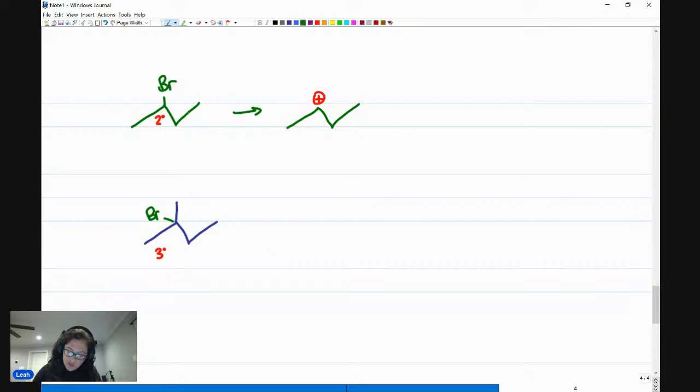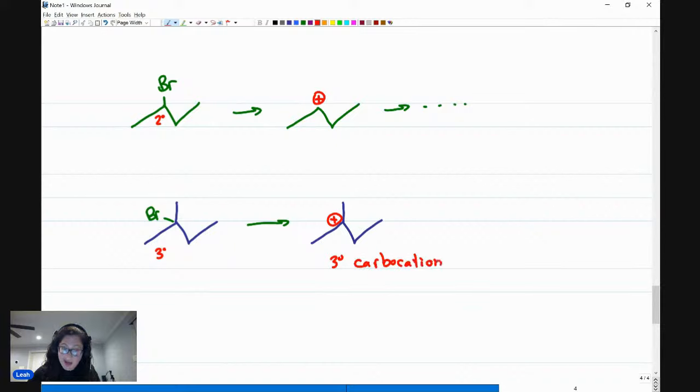Well, what does the intermediate look like? And this reaction continues, so I didn't show you the rest. When the bromine leaves, and it doesn't just have to be bromine, that happens to be what I chose to show you here, we get a carbocation, and this time it's a tertiary carbocation, which is a lot more stable. And here's the thing. The more stable the intermediate, the more likely the intermediate wants to form. The less stable the intermediate, the more likely the intermediate will fight not to form and slow down the reaction.